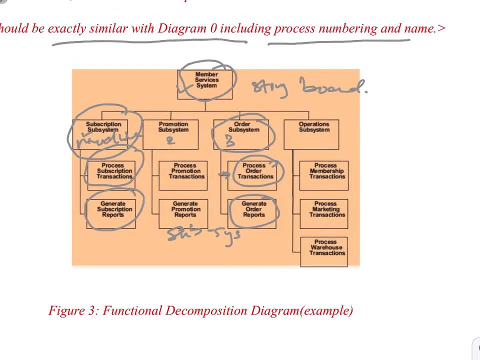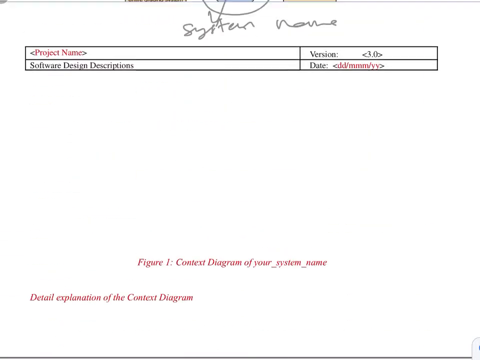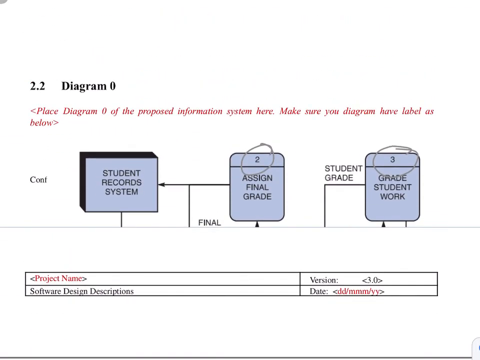Dia benda yang tak sama. FDD, DFD, ataupun diagram 0. Diagram 0 ni kita panggil dia juga data flow diagram. Kena ingatlah ni. Okay, diagram 0 is data flow diagram.